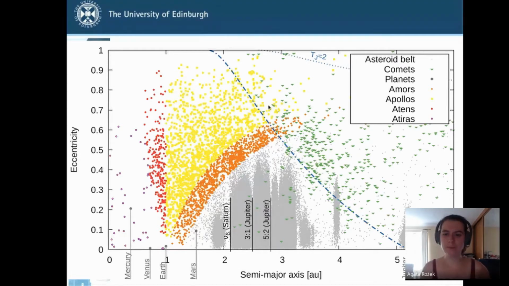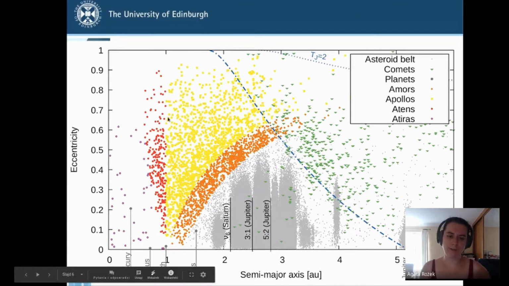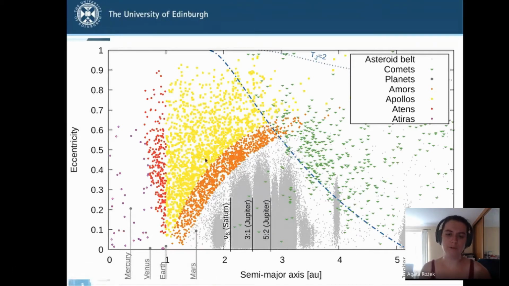The ones that stay always outside the orbit of Earth are colored in orange here. They're called Amors. The ones that can come close to and cross paths with Earth, but have their aphelia outside the orbit of Earth, are colored in yellow, and they are called Apollos. Then we have Atens, which can again cross paths with Earth, but they have their perihelia inside the orbit of Earth.